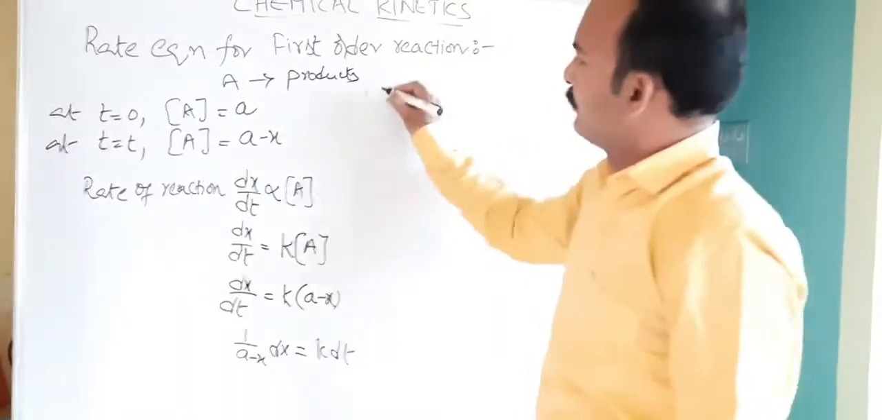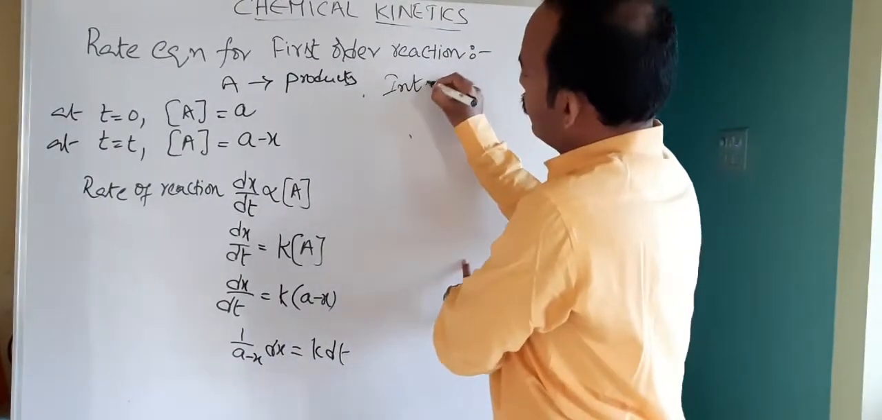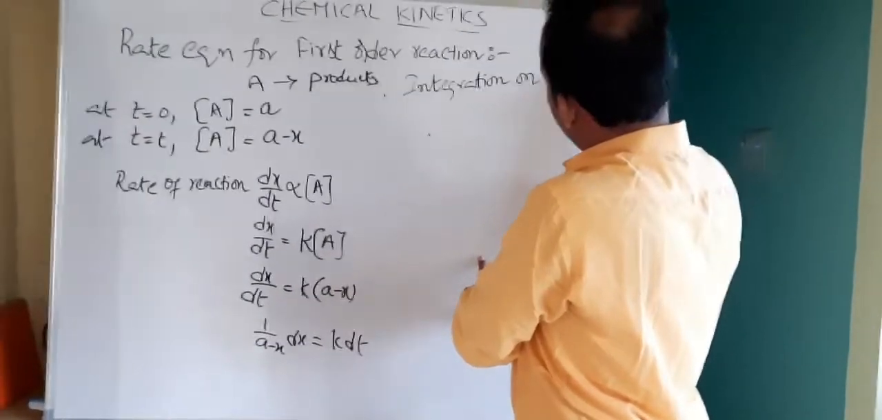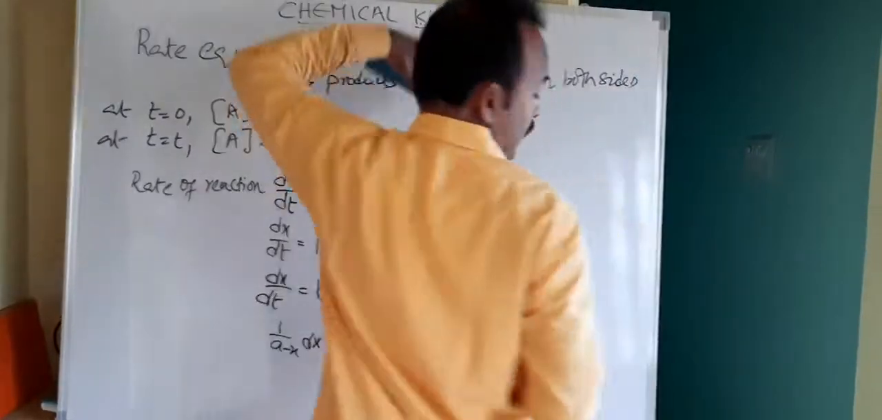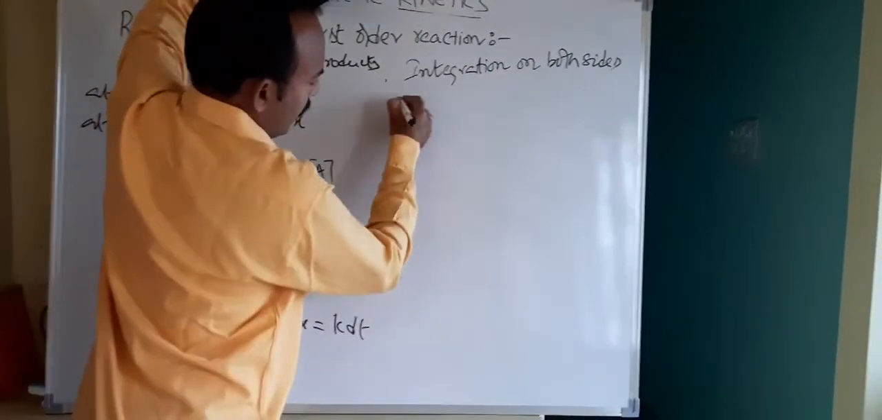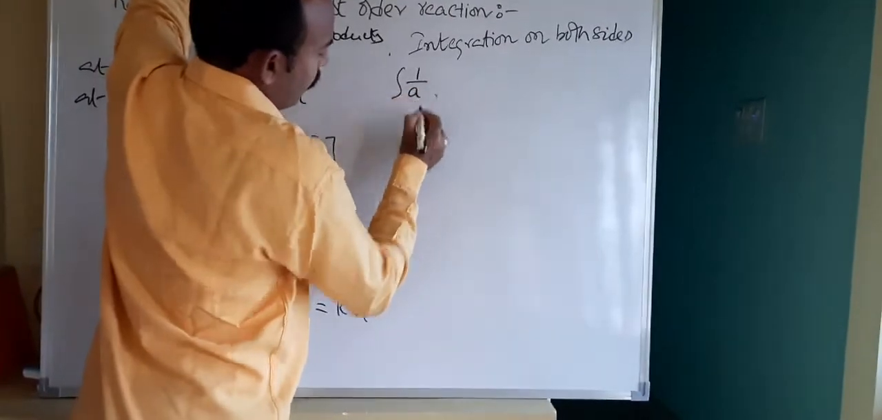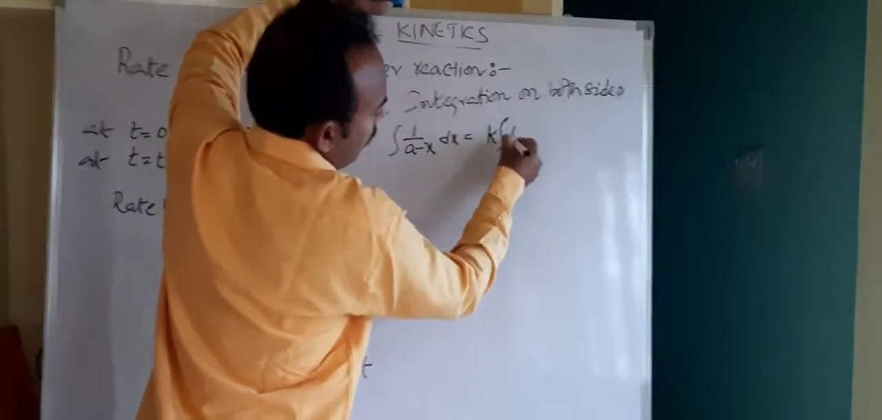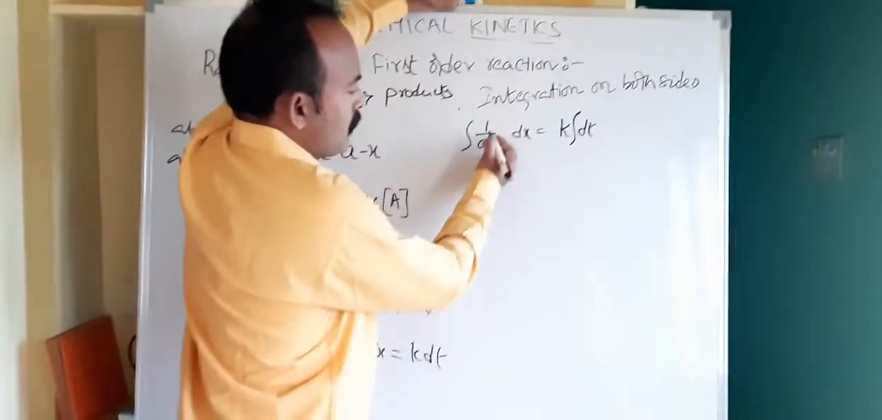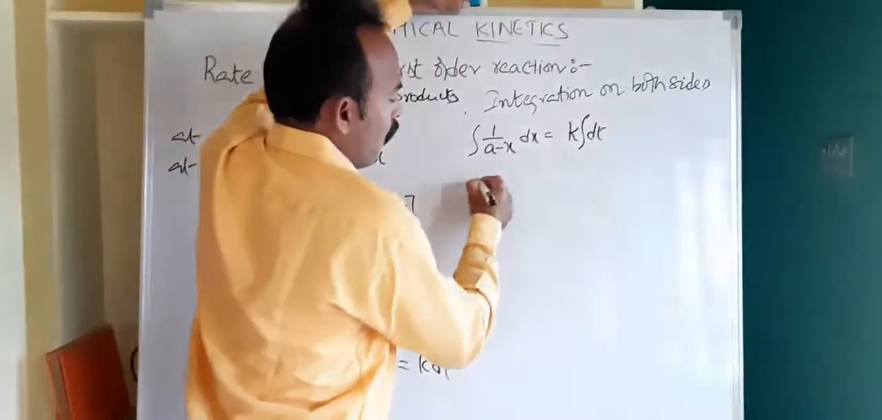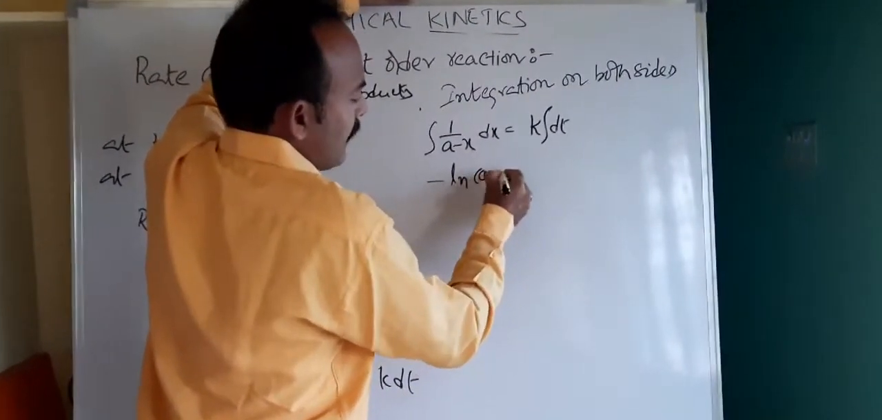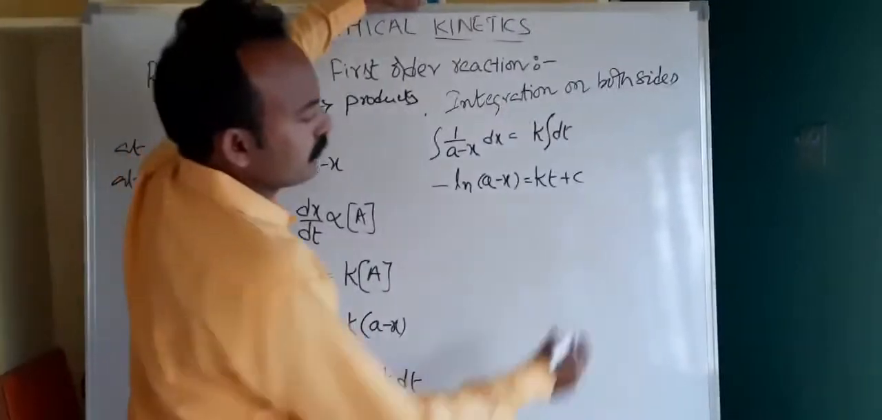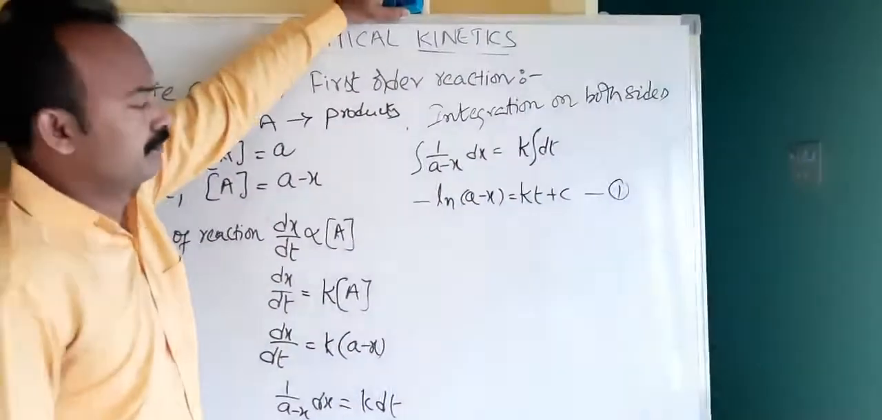Integration on both sides. Integral 1 by (a minus x) dx is equal to k into integral dt. So integral 1 by (a minus x) dx is equal to minus ln (a minus x) is equal to kt plus c. This is equation 1.